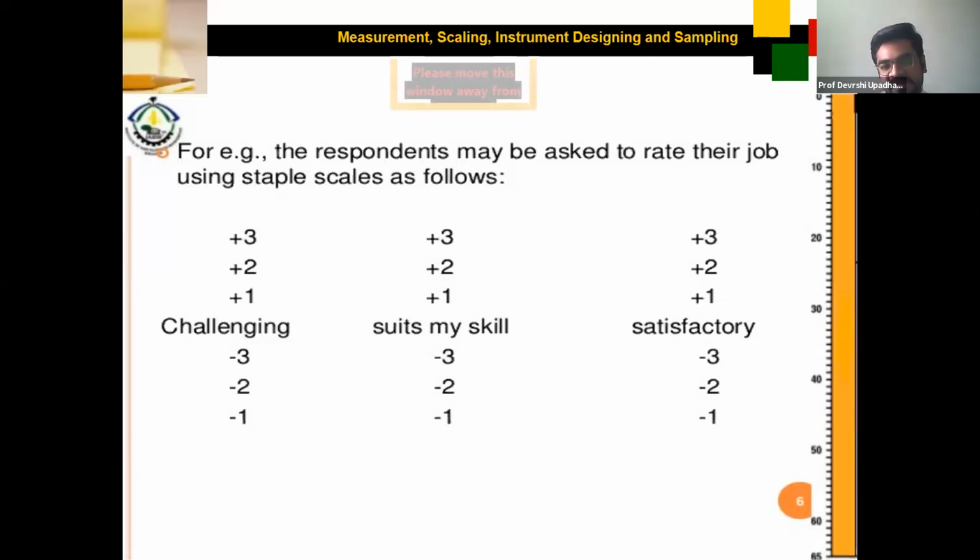What about suits my skill? If you think that yes, it suits my skill, but not often, or not regularly, you can score +1, or you can score -3. Now satisfactory. Yes, I'm very much satisfied with my job, with whatever I'm doing for myself, for my family, and for my organization, so you can score +3 on the satisfactory scale as far as the Stapel scale is concerned.